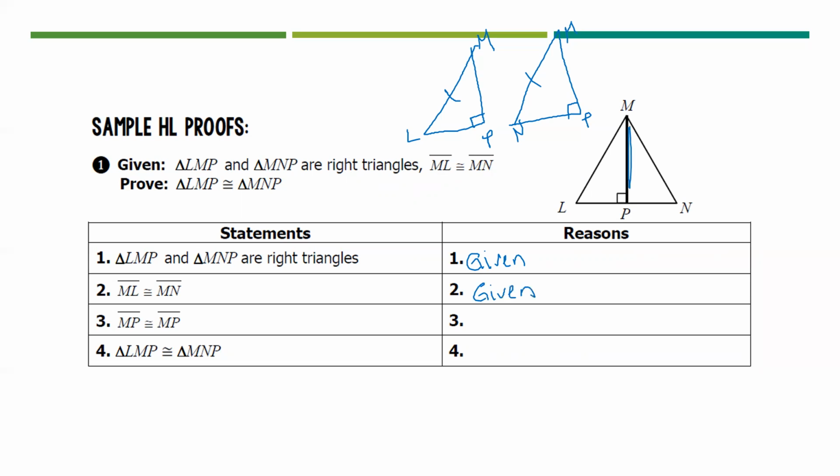Well, we know that anytime they share a side, that side is congruent to itself. So that's the reflexive property. And that would be a leg in each of the triangles. So now I have a right triangle. I have congruent hypotenuses and I have congruent legs. That's everything I need to prove the triangles are congruent by HL.